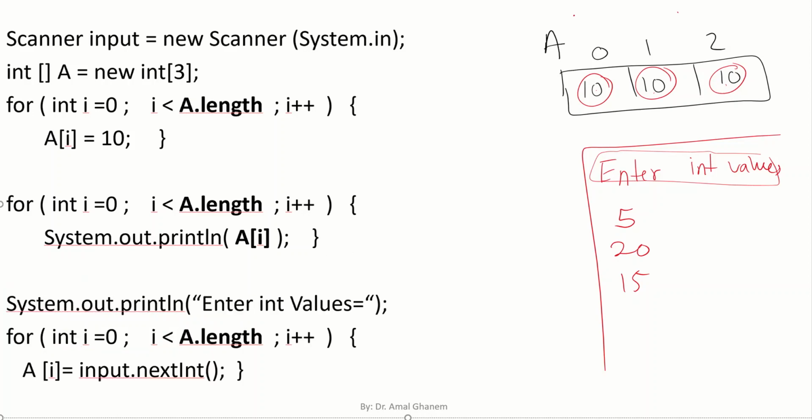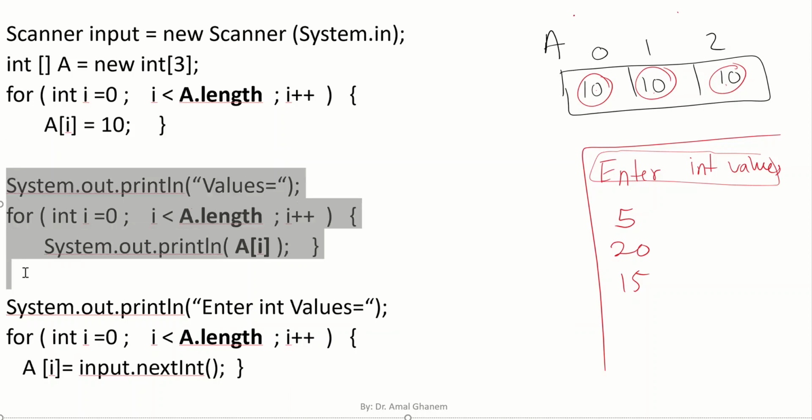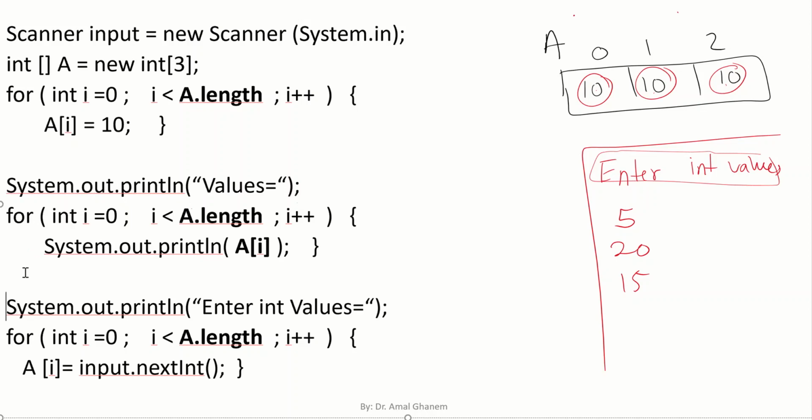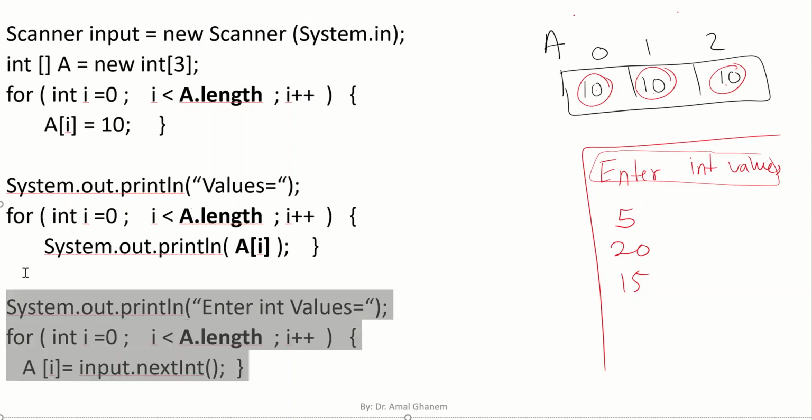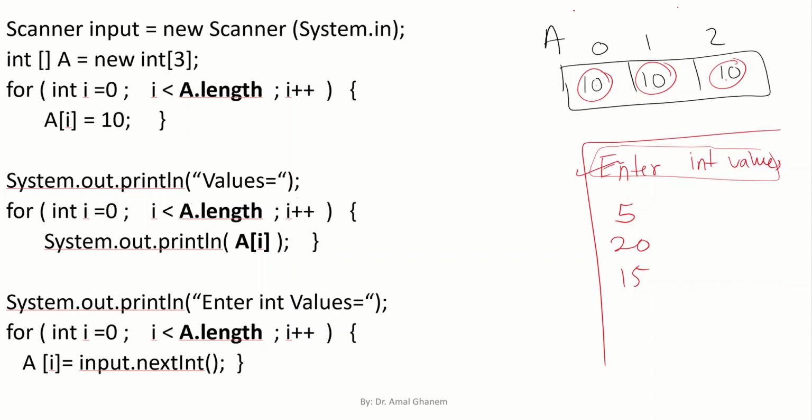Similarly, for the previous one, the output, if you need something before the output, before the loop, just simply say system.out.println, and for example, we will say values. So this will be printed before you enter your values. So this is for the output. And the last one we are doing is for reading. So here, first I'm saying enter integer values. So this is the output we get.